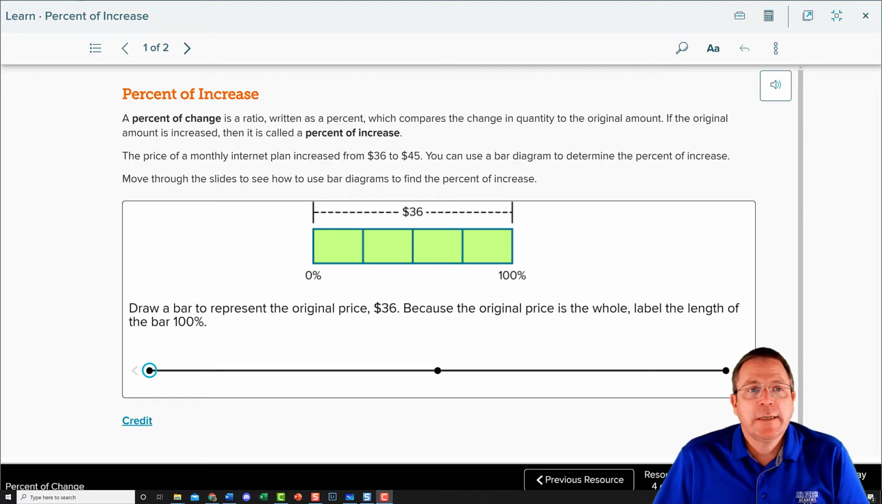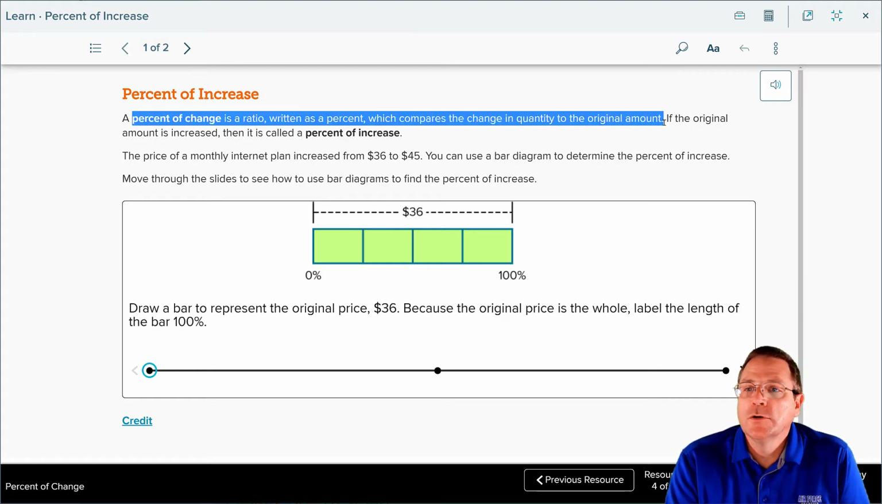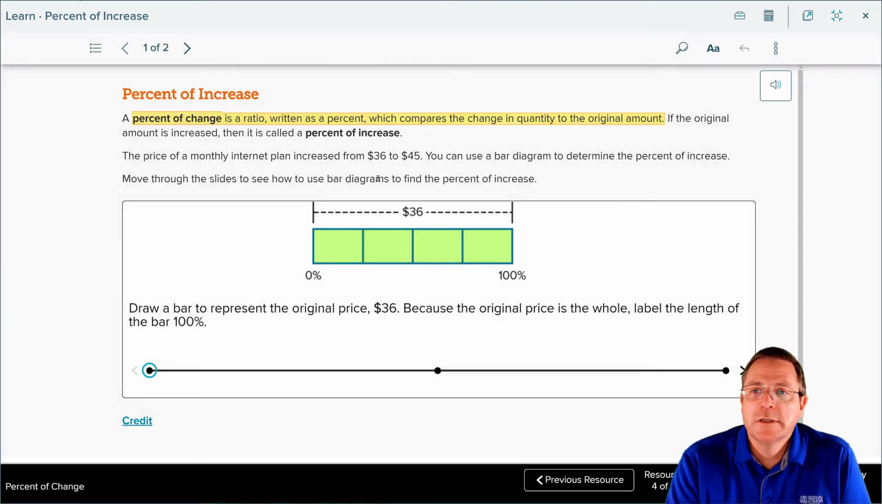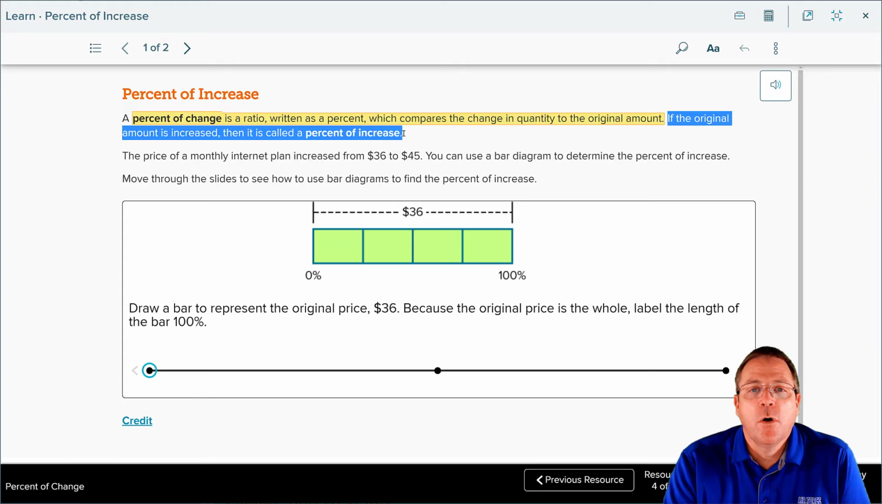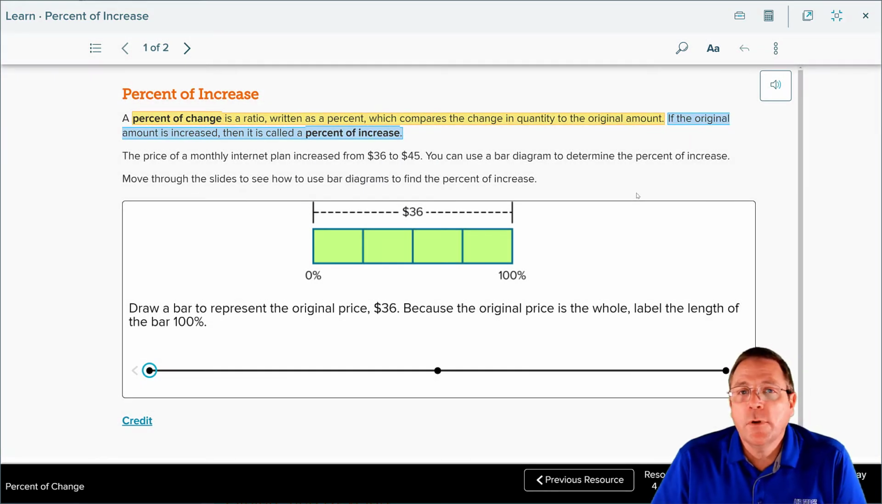The first one, percent of change, is a ratio written as a percent that compares a change in quantity to the original amount. That is pretty much word for word how your vocab quiz is going to be written for that one. And then if the change in the original amount is an increase, it is going to be called a percent of increase. Now, your vocab quiz is a little differently worded, and if you go back and look at that study sheet I gave you on the very top of Module 2, it'll show you exactly how I'm going to word that vocab term for your upcoming vocab quiz.